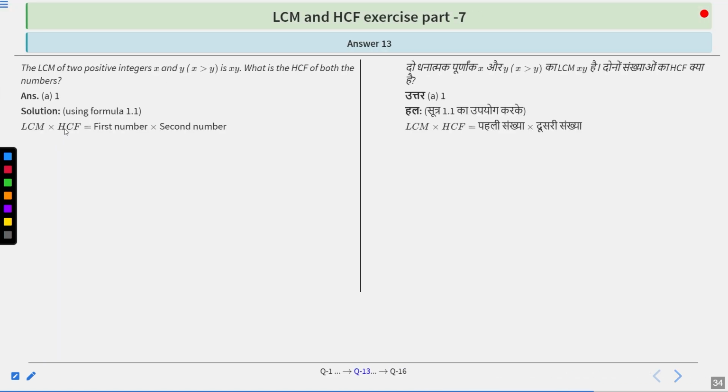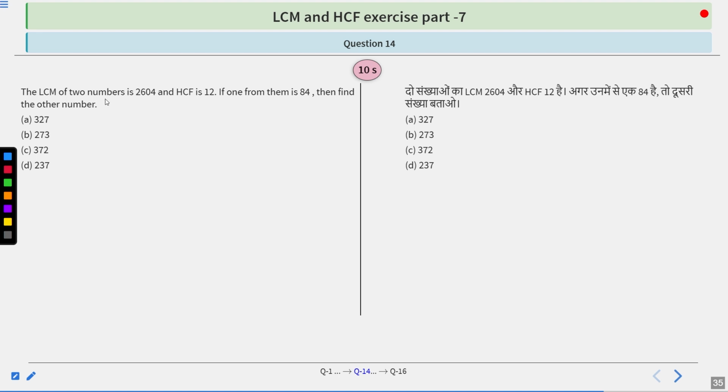Now, using formula 1.1, we know that LCM into HCF is equal to first number into second number. So LCM is xy. So xy into HCF is equal to the first number x and second number y. So xy will cancel out xy, therefore HCF is equal to 1. That means option number A is the correct answer.